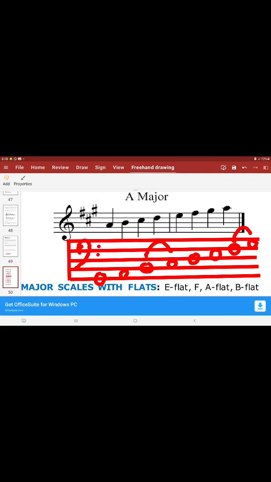So we put a sharp there. There will be a sharp in front of that F. That gives us a full tone. From E to F sharp is a tone, and from F sharp to G is a semitone. So we have our tone, tone, semitone, tone, tone, tone, semitone.